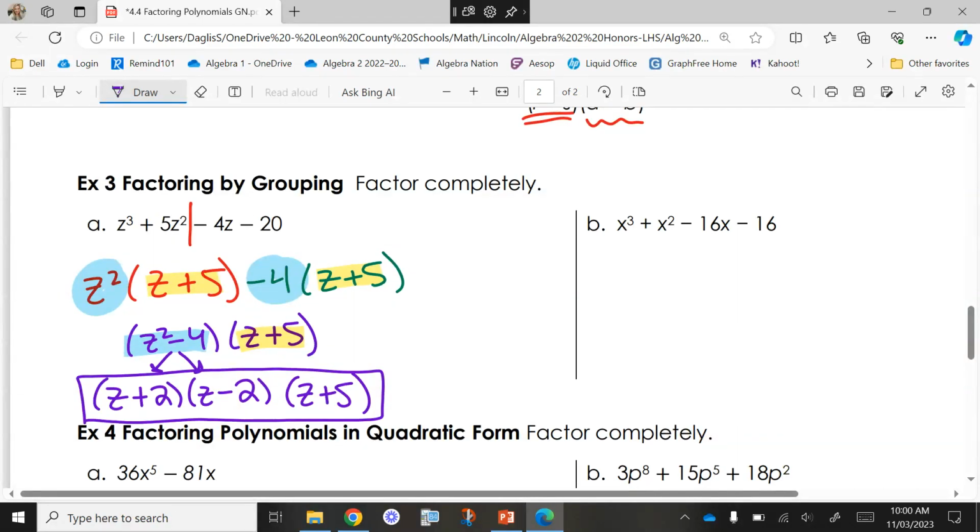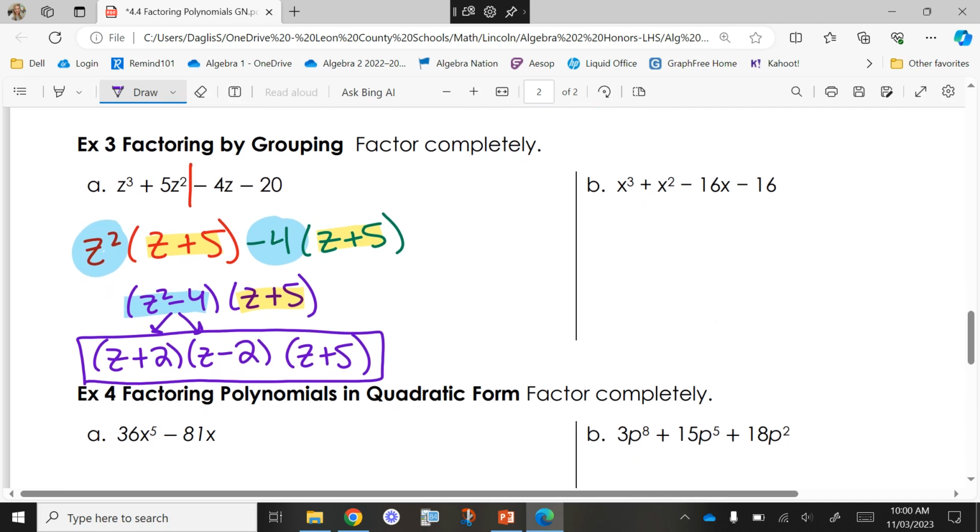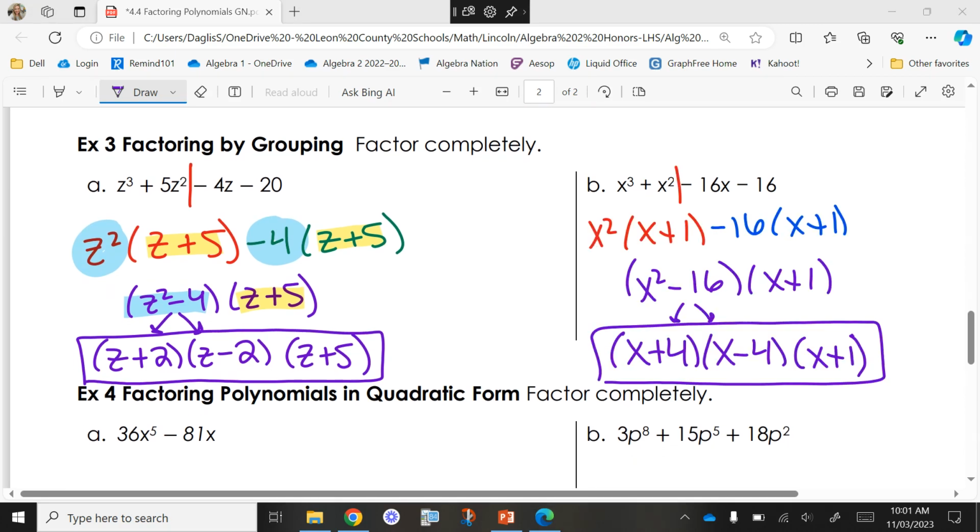All right, how about you try the next one? X to the power of 3 plus x to the power of 2 minus 16x minus 16. You try that one. All right, check with me. How'd you do? Yes? No? I'm getting blank stares.